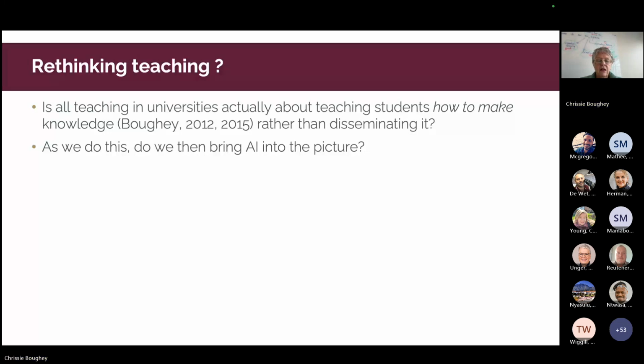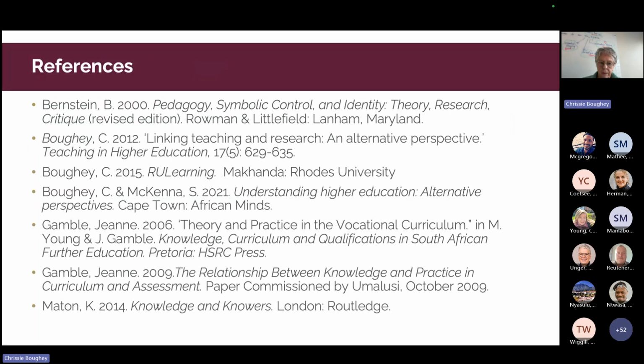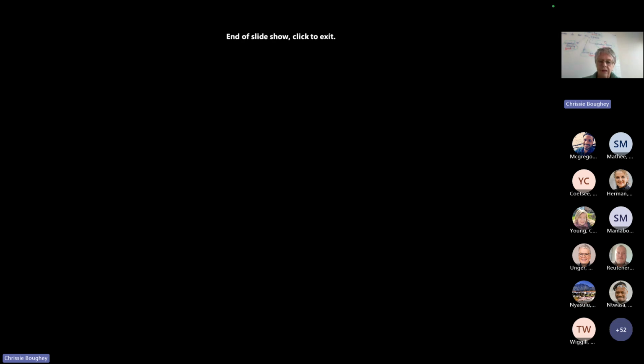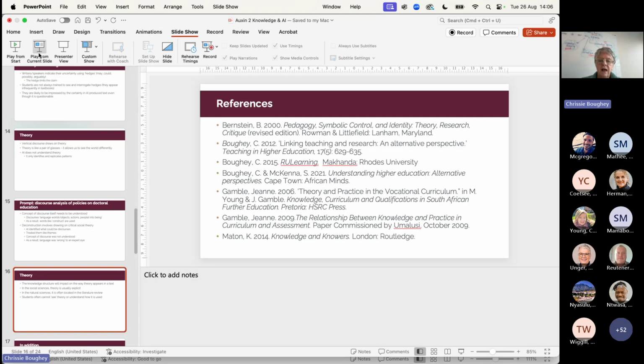So my argument is, do we have to rethink university teaching to say it's actually not disseminating knowledge, but it's about teaching students about a knowledge form and how to make it? And as we do this, do we then bring AI into the picture? So there's the references. I'll share this and I'll just show you the book.